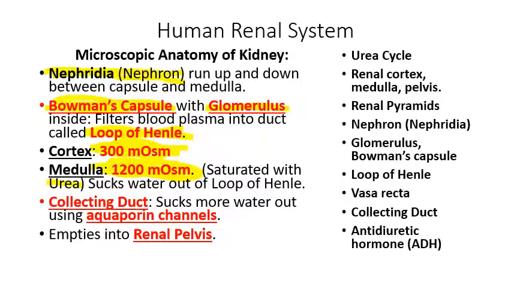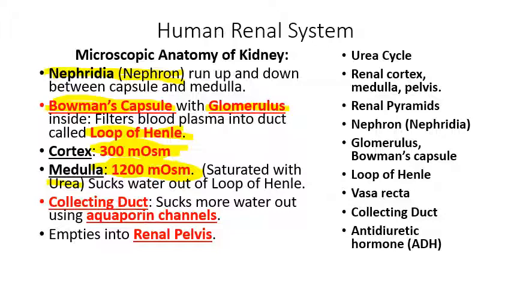And the reason for that is because as the filtrate that was filtered out of the glomerulus travels from the renal cortex down to the renal medulla, that solution that has a 300 milliosmol concentration is going to be hypotonic relative to the bottom of the medulla, isn't it? So that means that the water will be sucked out of the loop of Henle as it's down at the bottom of the kidney, and that is exactly how we recover the water.